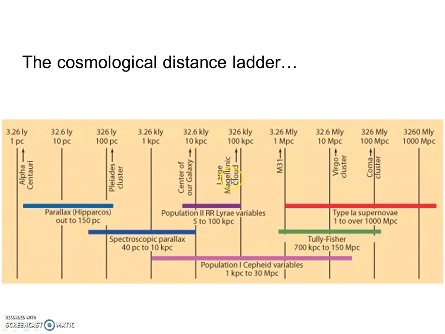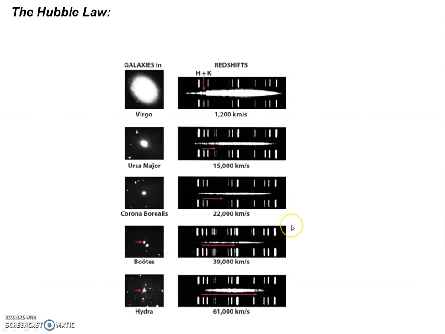So: parallax, variable stars, the Tully-Fisher relationship, Type 1a supernovas. There's one more thing called the Hubble law. This was found in the 1920s. It was found that the more distant galaxies all had redshifts, and it turned out that the farther a galaxy seemed to be, the bigger the redshift in its spectrum.